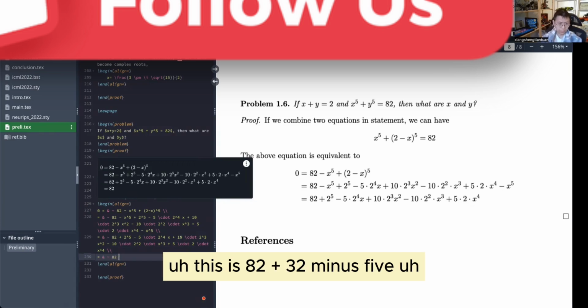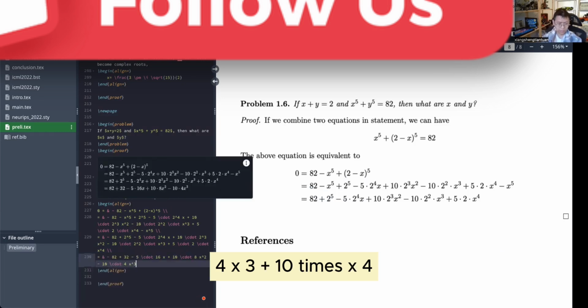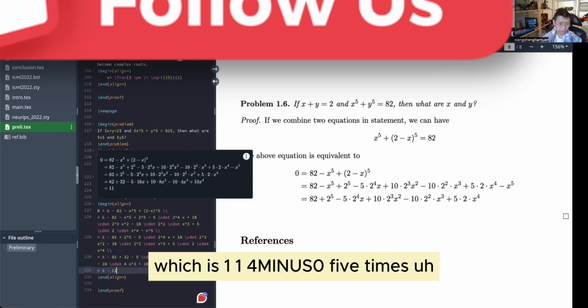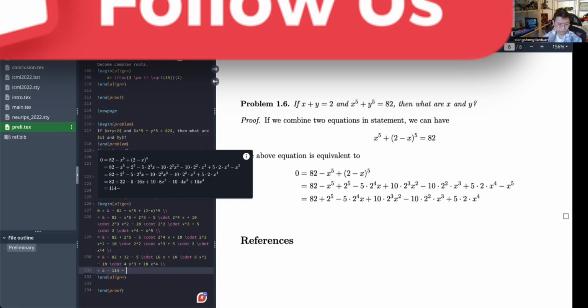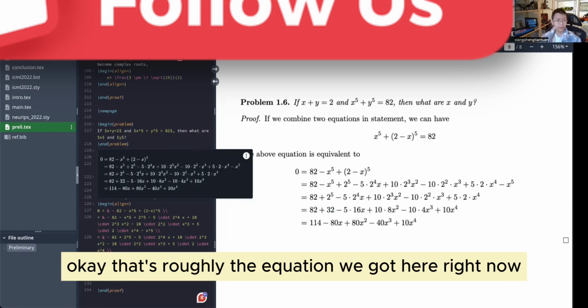This is 82 plus 32 minus 5 times 16x plus 10 times 8x squared minus 10 times 4x cubed plus 10 times x to the 4, which is 114 minus 80x plus 80x squared minus 40x cubed plus 10x to the 4. That's roughly the equation we get right now.